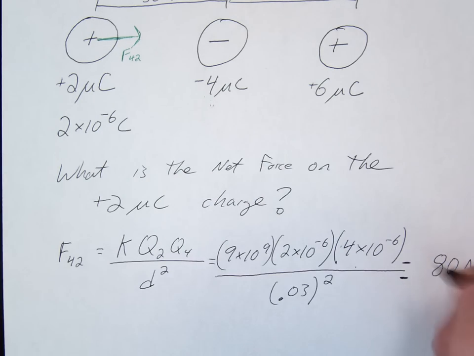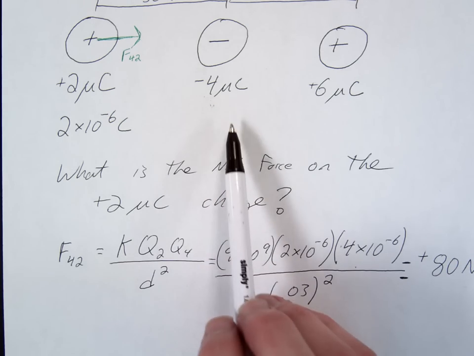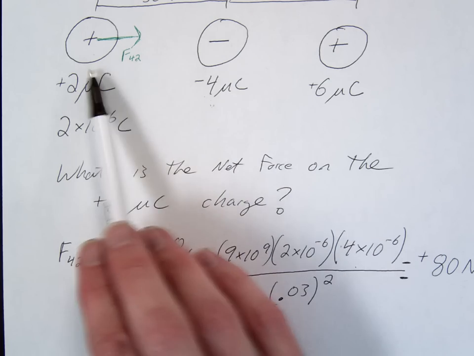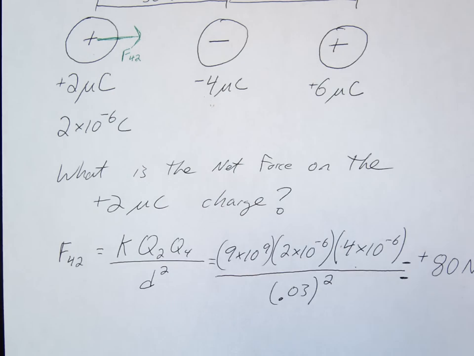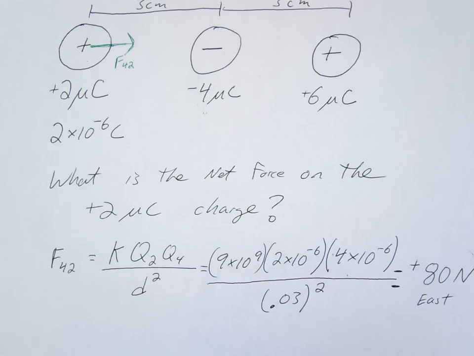So my recommendation is never plug in negatives, just always plug in positives, and then look at the direction. Use your concept of opposites attract or likes repel to find the direction. So this would be positive 80, and you could also write east if you want to clarify it. Okay? All right, so let's go back to Matt's question.